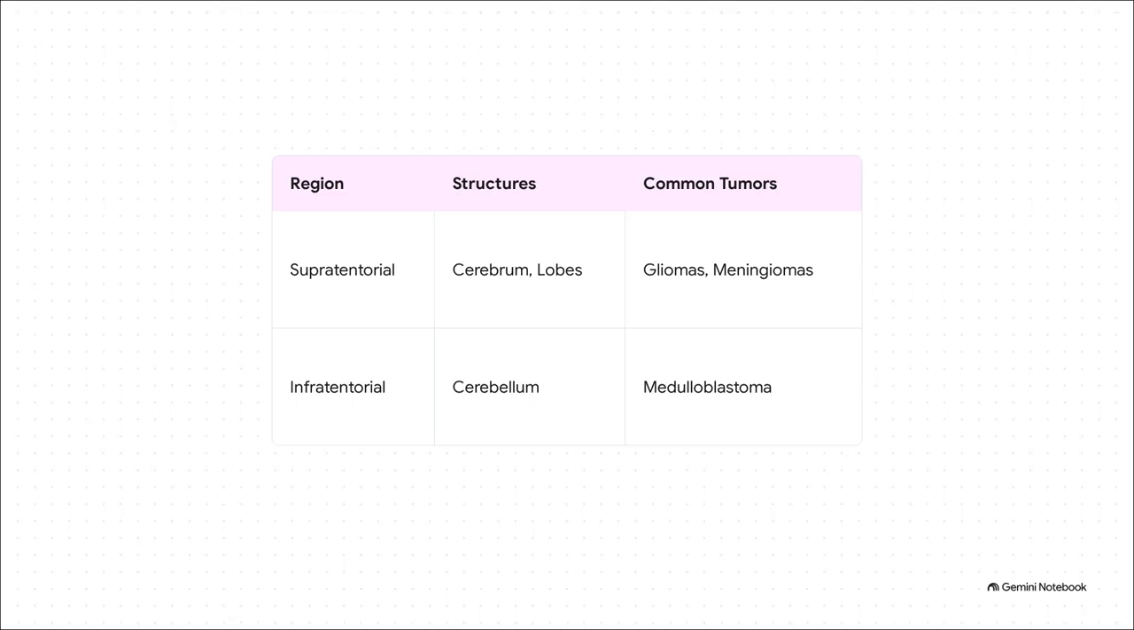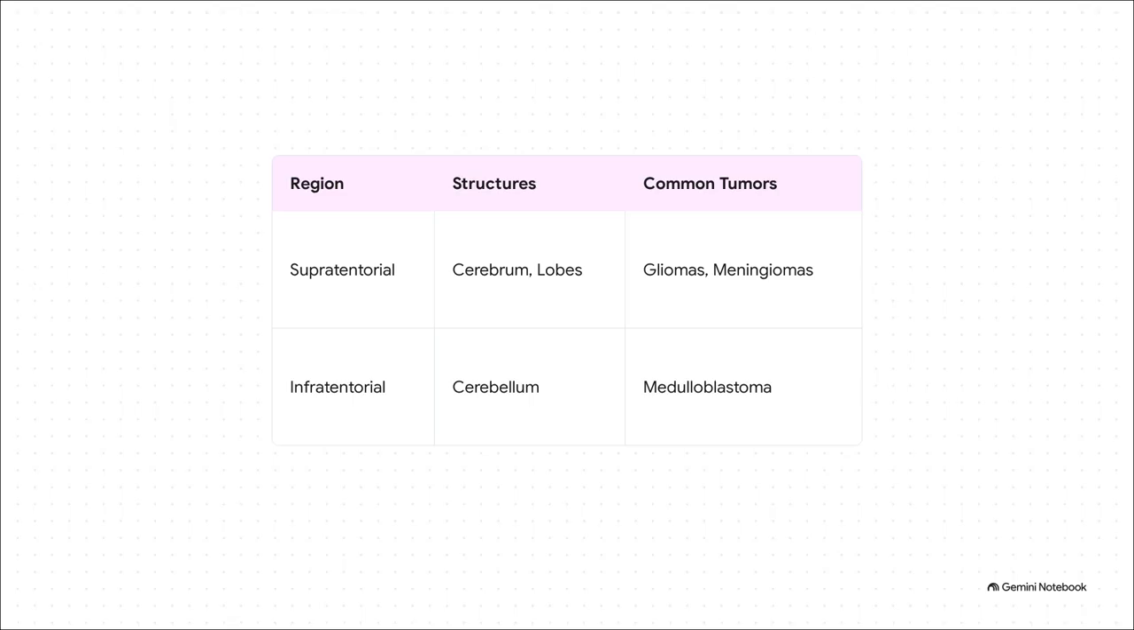Now, dropping down to the infratentorial region, this contains the cerebellum and the brainstem, which consist of the midbrain, pons, and medulla, along with the fourth ventricle. Tumors common to this tighter, far more critical space include medulloblastomas, brainstem gliomas, and ependymomas.